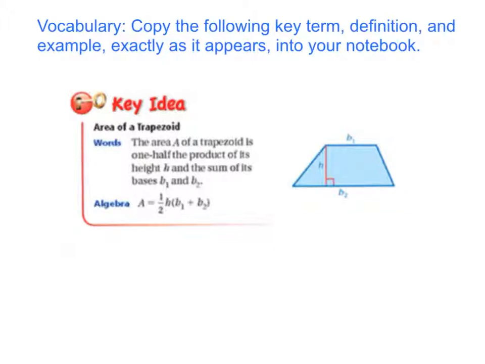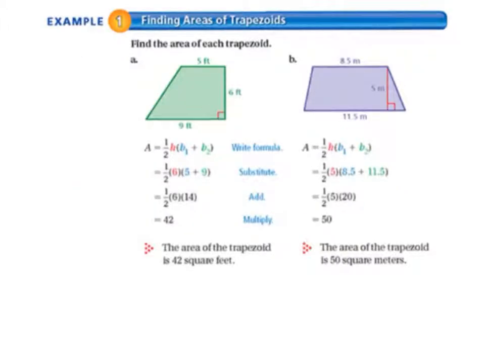Be sure you copy this exactly. Be sure the formula is exact with the numbers 1 and 2 below the b's, and be sure you copy the figure as it appears with all of the parts labeled. Today we'll be starting on page 168 in your math textbook.